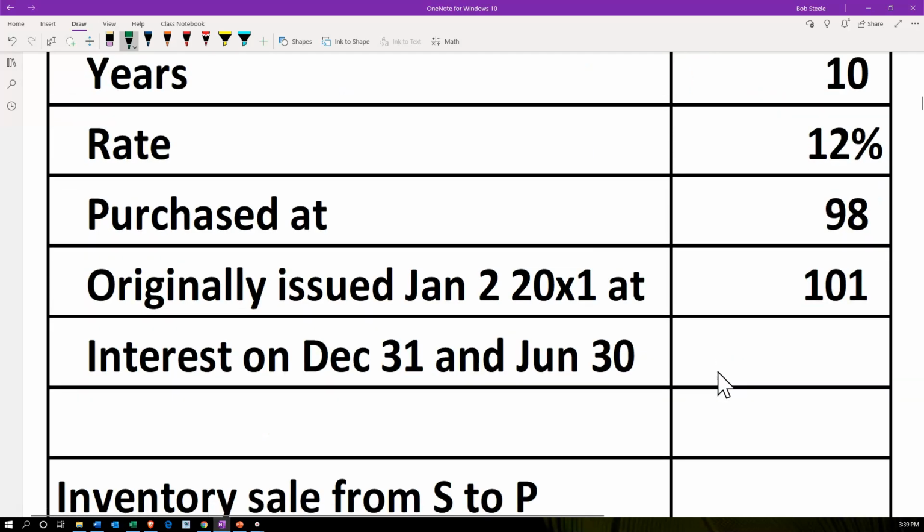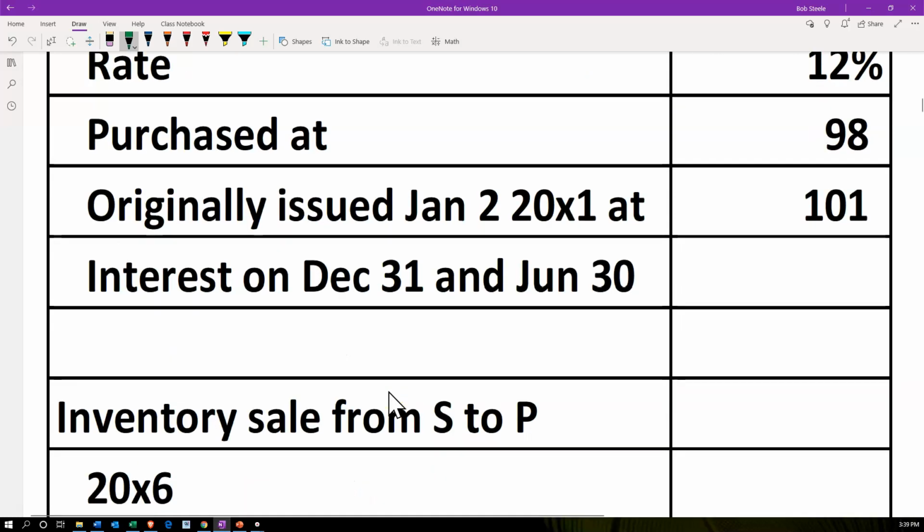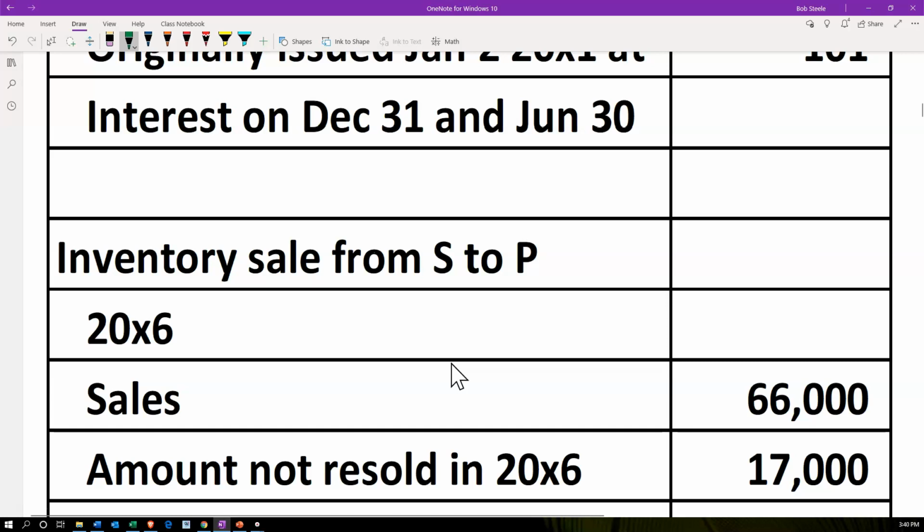So then the interest on December 31st and June 30th. So now we have December 31st and June 30th. So we don't have that accrual issue as much here, because there will be a payment as of the end of the year.